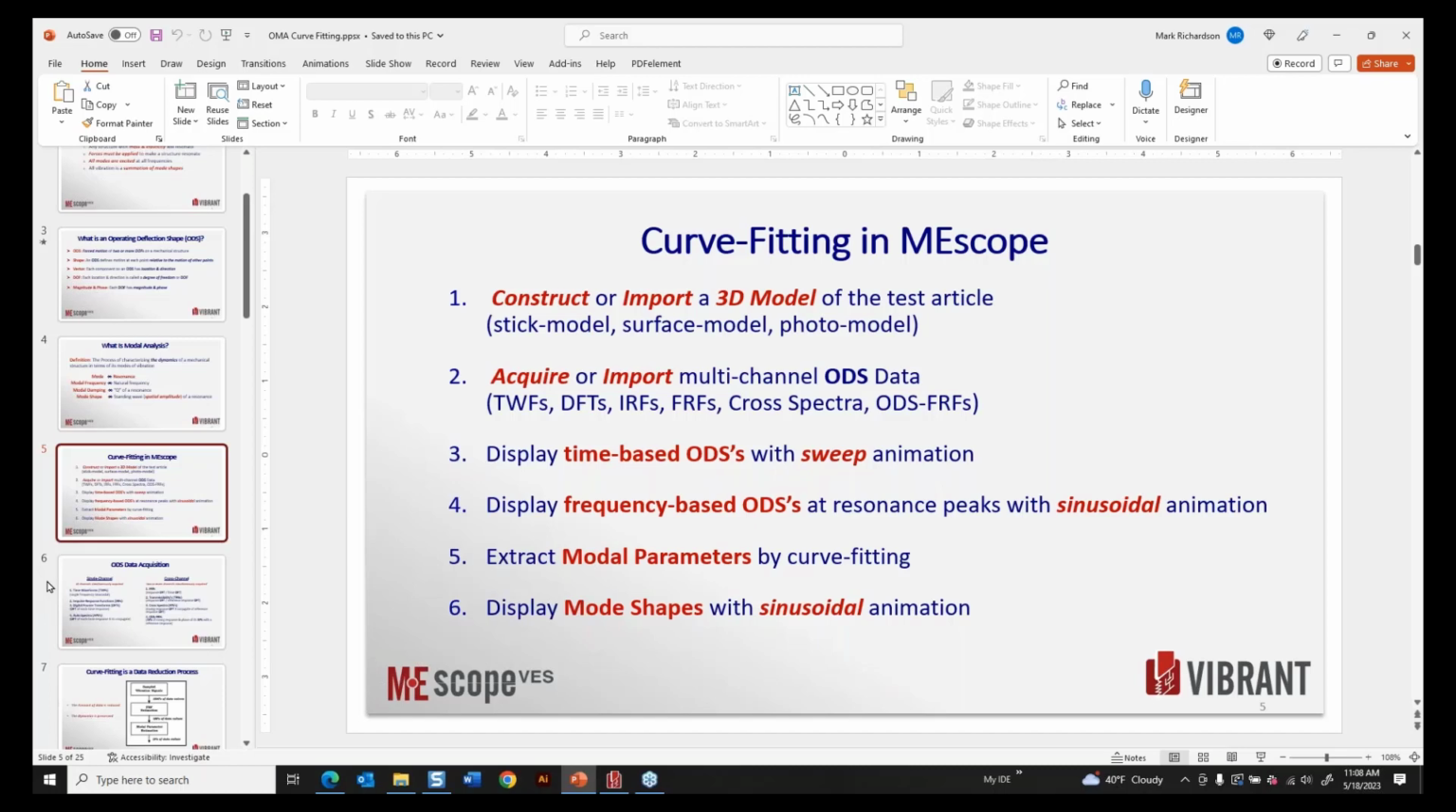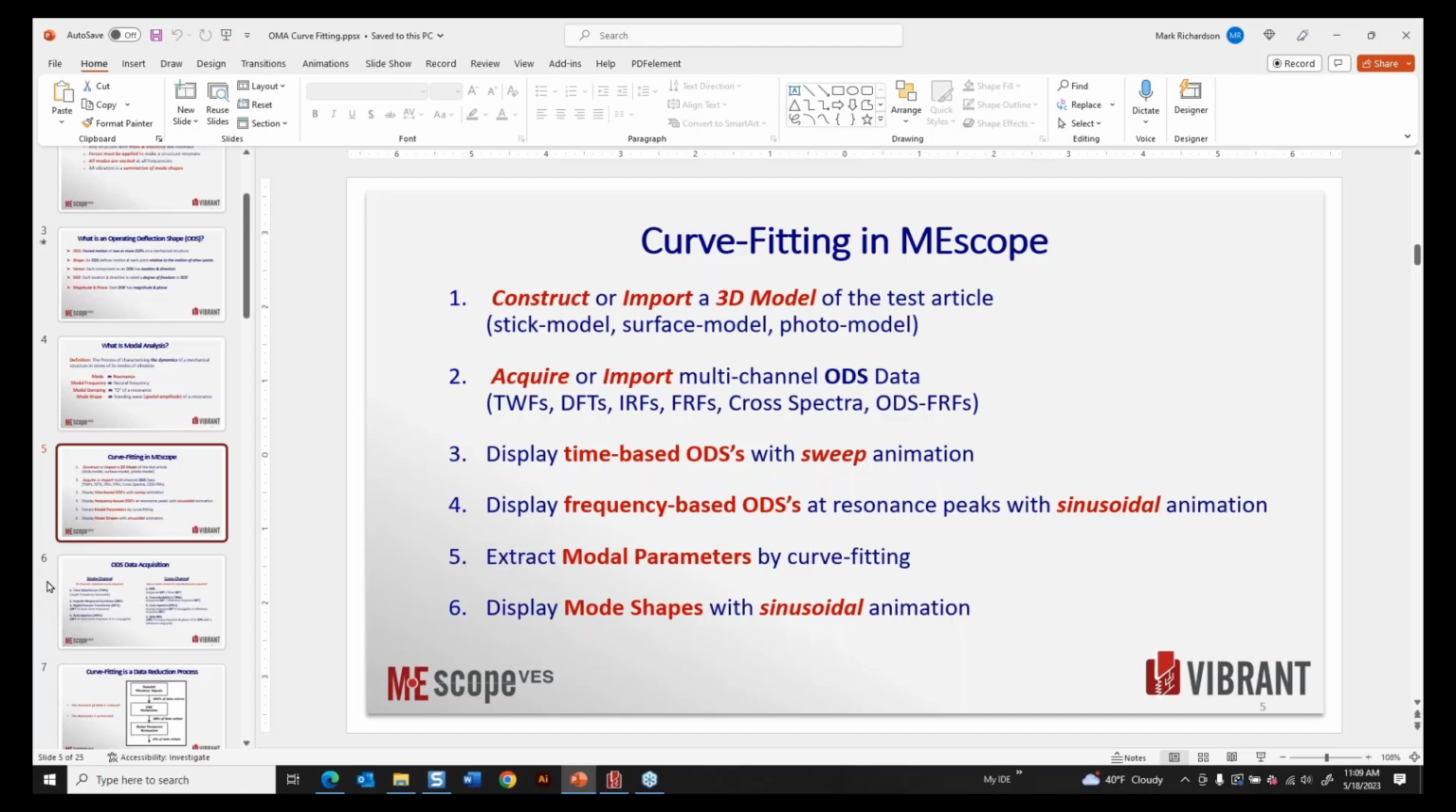In MEscope, we support all different kinds of models. A stick model, which is just some points connected by lines. A surface model, which is points connected by surfaces, and we have various kinds of surfaces that you can have in MEscope to define the model. And then you can also import a photo model, and we use a third-party software package that will create a 3D model with points and lines and surfaces from photographs that you take of the test article. So we'll be looking at those also, and we commonly use those in MEscope.